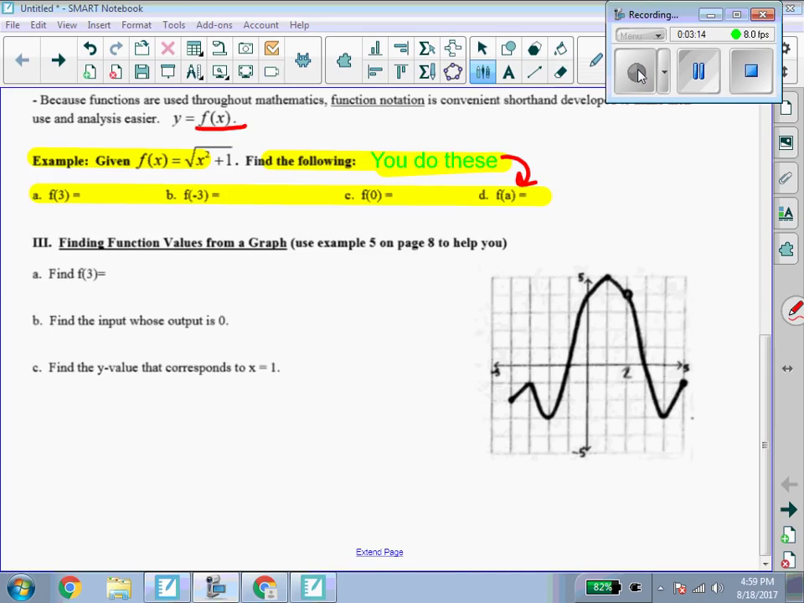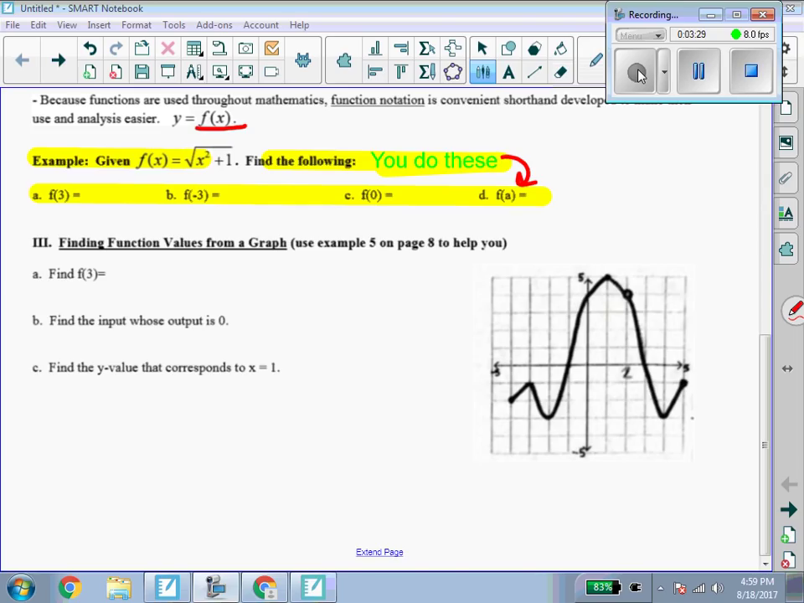For the next part 3, it says finding function values from a graph. Use these examples on page 5 and 8 to help you. That's from the old book, so don't worry about that. Take a moment to pause the video and see if you can answer these questions on your own, and then unpause it to see the solution.